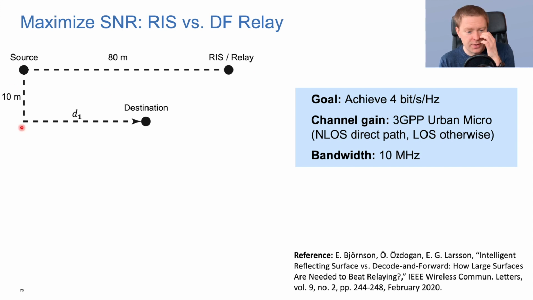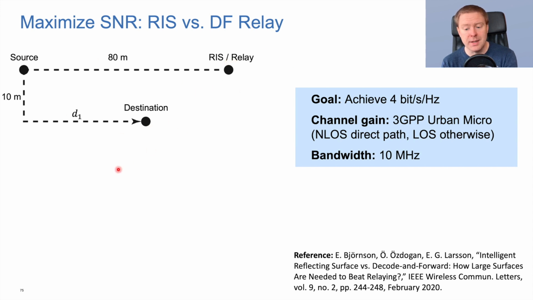And I have 10 meters down here, and then I have a destination moved around at the distance d1 along this line here, which is parallel to the 80 meter line here. I'm considering that I would like to deliver 4 bits per second per hertz. I'll use some channel models based on urban micro models. So I have a non-line of sight direct path, and I have a line of sight path from the source to this location where we have the relay or RIS, and from that location to destination.